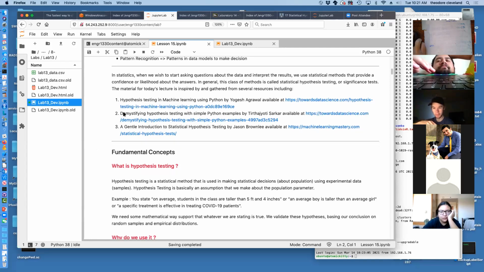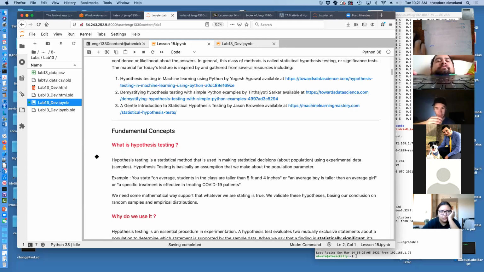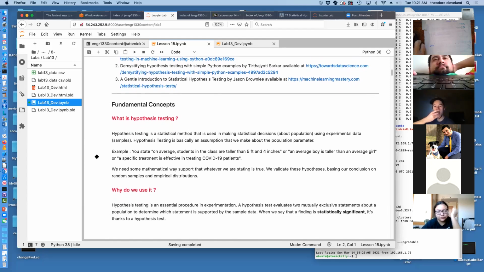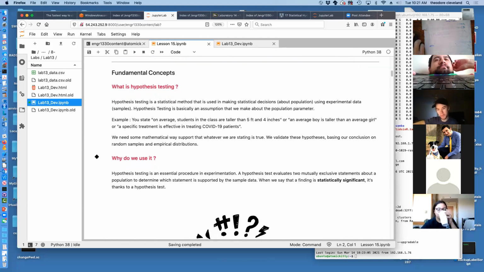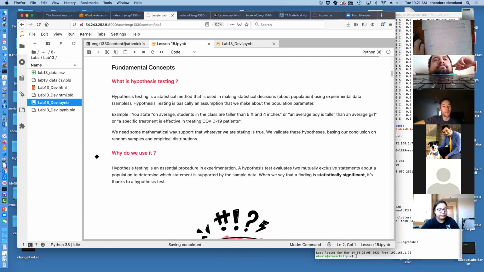You're going to want to read those too, because they do the demystifying, and what I'm going to do is mystify hypothesis testing. So if it makes sense right now, I should be able to destroy that in the next few minutes. So first we'll start with some fundamental concepts. What is hypothesis testing? Hypothesis testing is a statistical method that is used in guiding statistical decisions, usually about the population, based on experimental data or based on samples that we have obtained from the population.